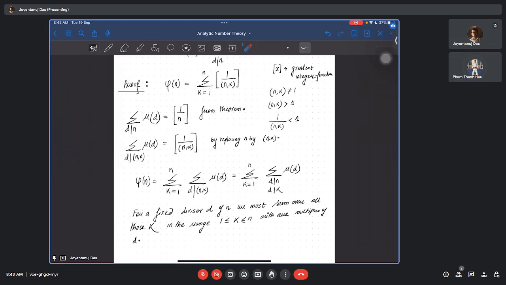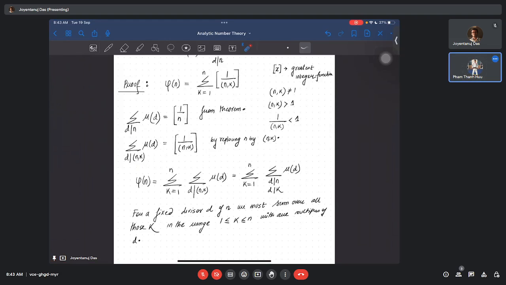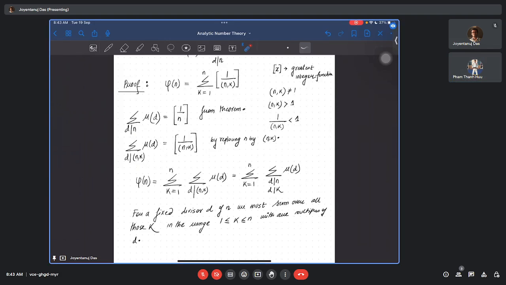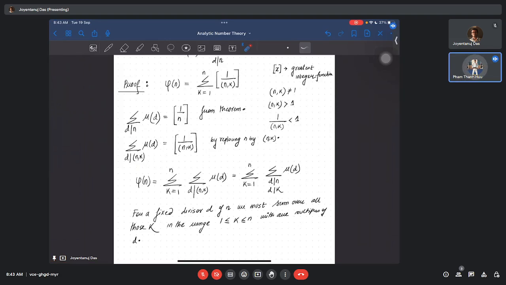Right, GCD of n and k. GCD of n and k is just another integer, right? I'm just replacing it because it works for any n. Just replacing, yes, okay. That means from n to k, or n to m? Yes, right.